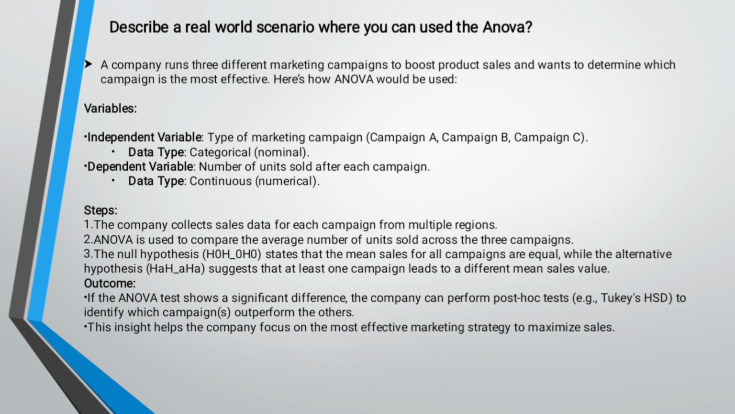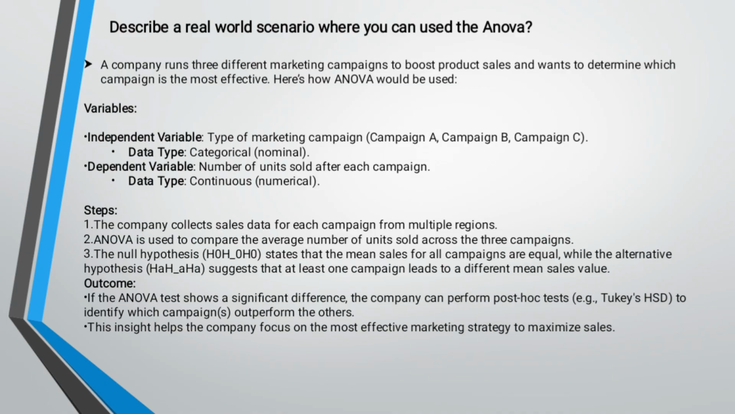Describe a real-world scenario where we can use ANOVA. A company runs three different marketing campaigns to boost product sales and wants to determine which campaign is the most effective. Here's how ANOVA would be used. Variables: independent variable, types of marketing campaign: campaign A, campaign B, campaign C. Data type: categorical, nominal. Dependent variable: number of units sold after each campaign.